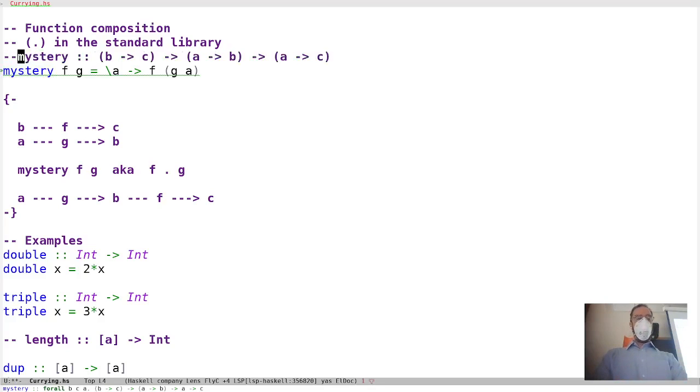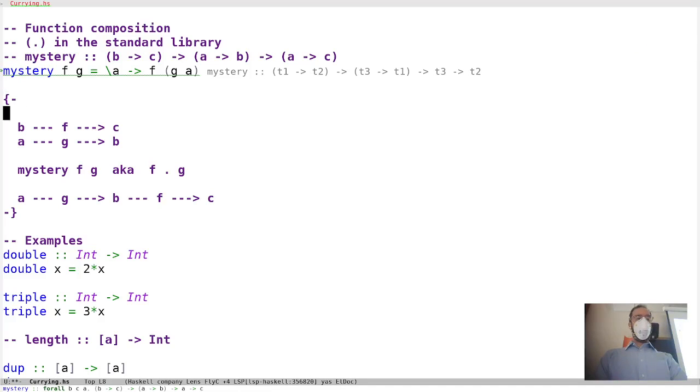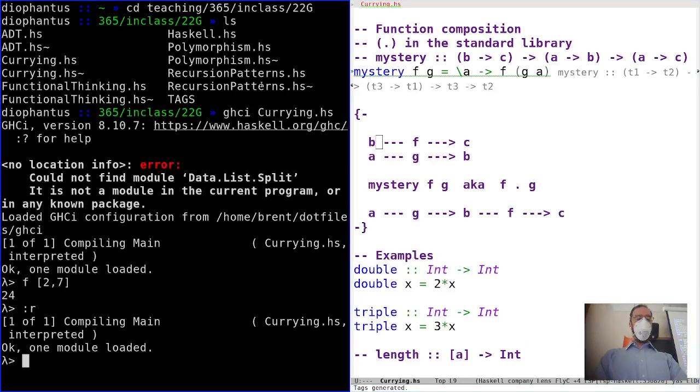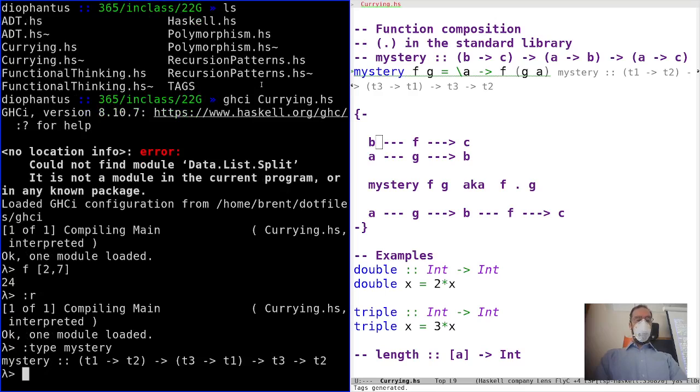So what I'm going to do is remove the type signature. I'm going to comment it out, reload this, and I'm going to ask GHC what type it thinks that mystery has. Okay? So I want you to look at that and tell me what do you notice about that? You notice anything interesting? I mean, for one thing, it's using different letters than we use. But the names don't really matter, right?